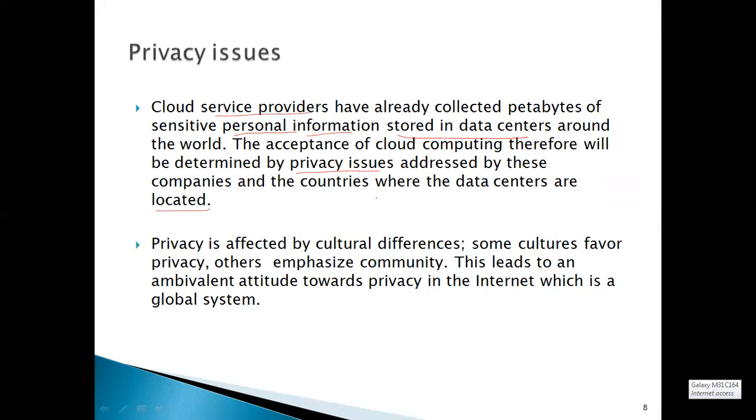So the data which we store in data centers, we are supposed to provide security for, and that is what we mean by privacy. Privacy is affected by cultural differences. This is very important. How? Some cultures favor privacy, others emphasize community. This is a main drawback, and it leads to an ambivalent attitude towards privacy on the internet, which is a global system. So this is one of the privacy issues that may arise because of cultural differences.